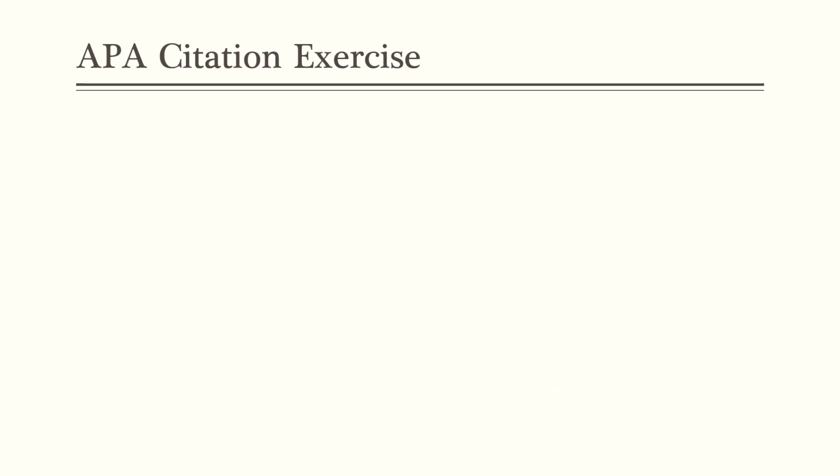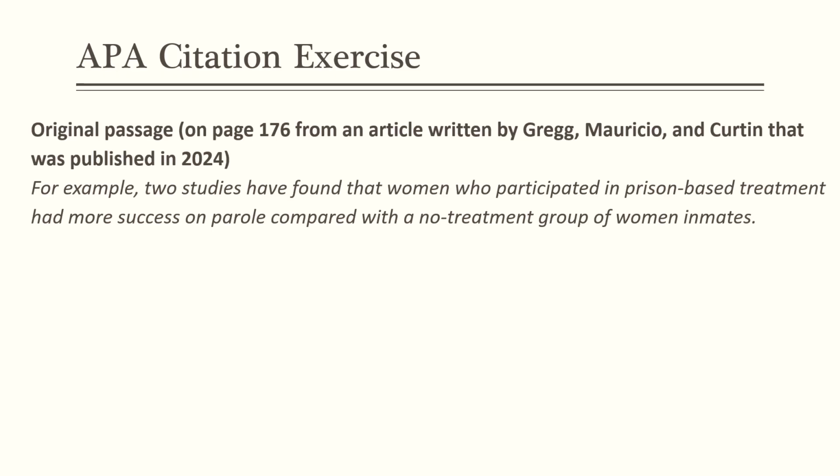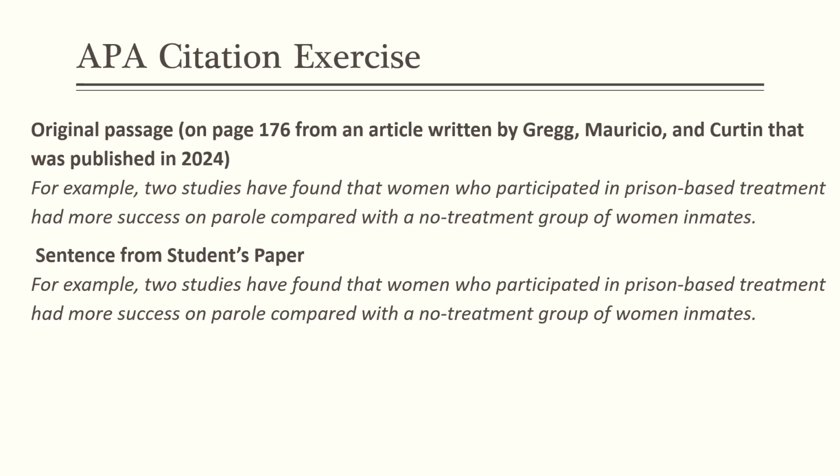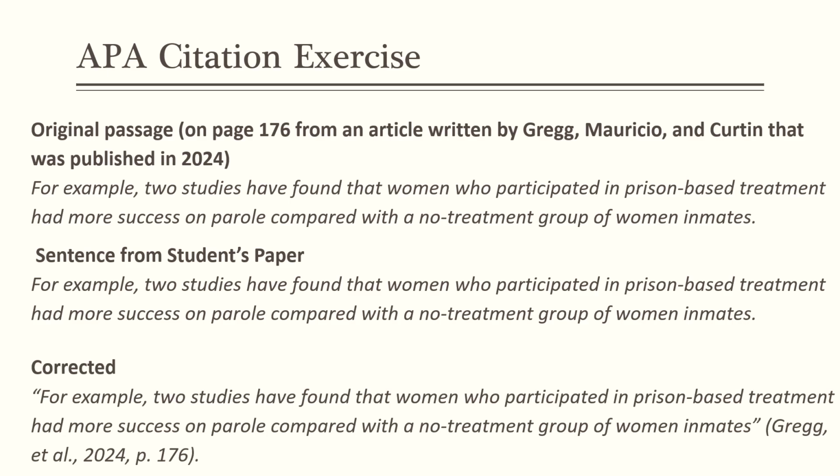Let's take a look at another example that we went over earlier in this video series. So we had the original passage, and then we had the verbatim plagiarism, right? The entire sentence was taken word for word from the original source. Now we can use that, but knowing what we know now about APA style, what we have to do is put quotation marks around the words that we're borrowing, and then that information in parentheses.